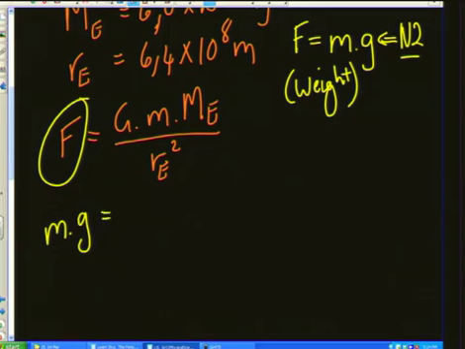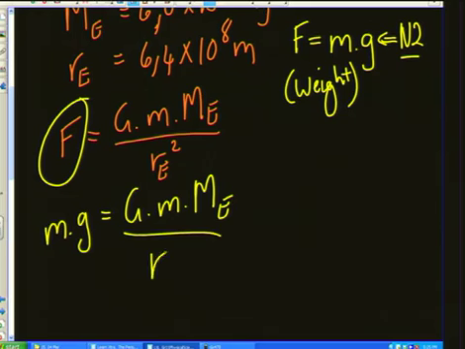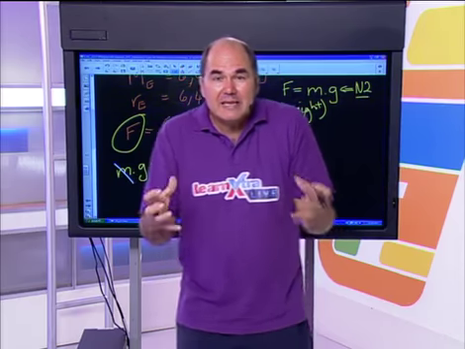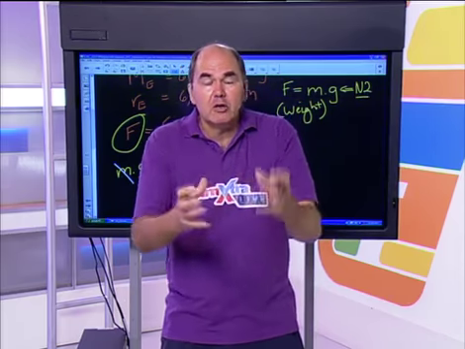We wanted to find the value of little g. And watch here. g equals G m m_E over r squared of the Earth. And what do you notice? I hope you can see that the mass of the object cancels out. I can divide both sides by m and they cancel out. What is this telling me? It's a very important thing you've got to know.